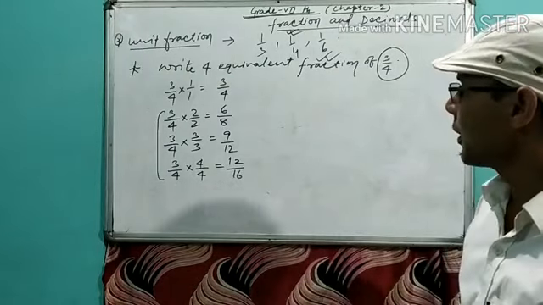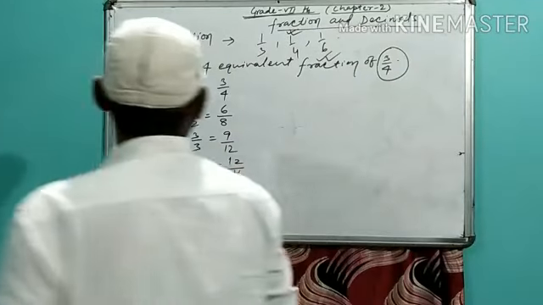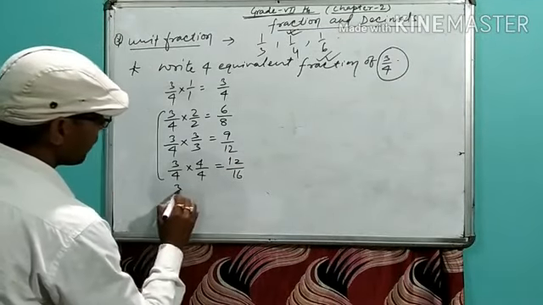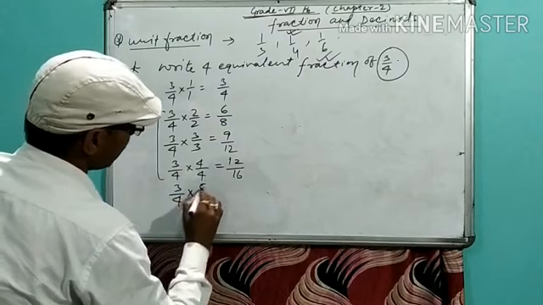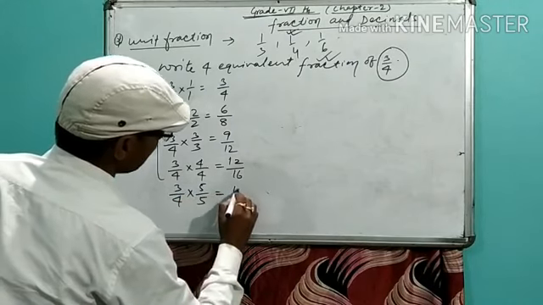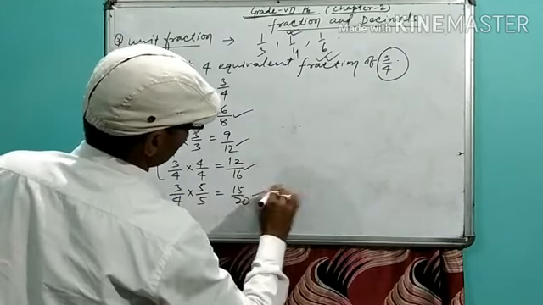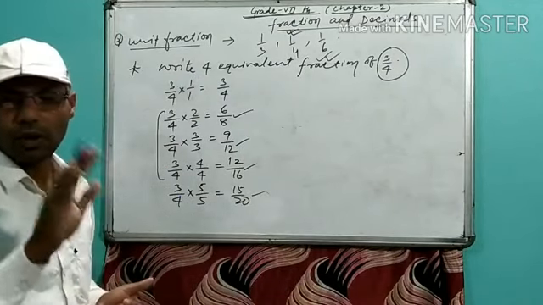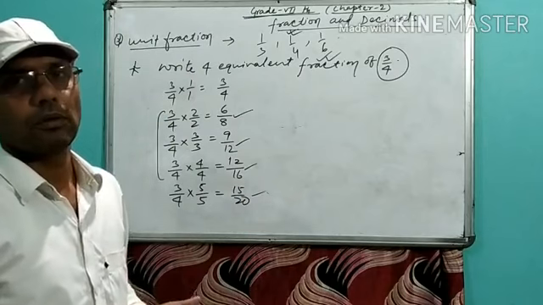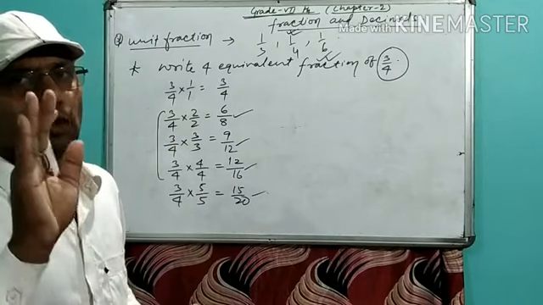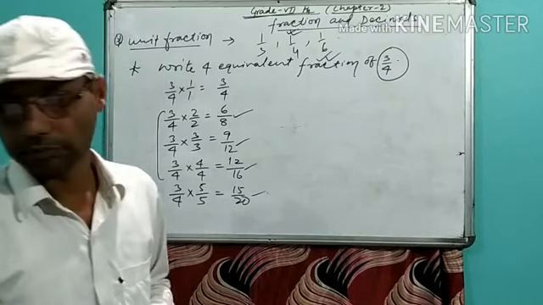Okay? Later you can increase it: 3 by 4, 5 by 5, 15 by 20, 1, 2, 3, 4. In such a way you can write equivalent fractions of the given number.